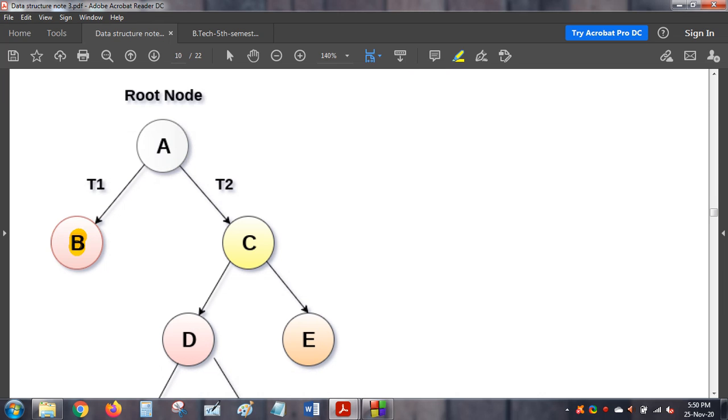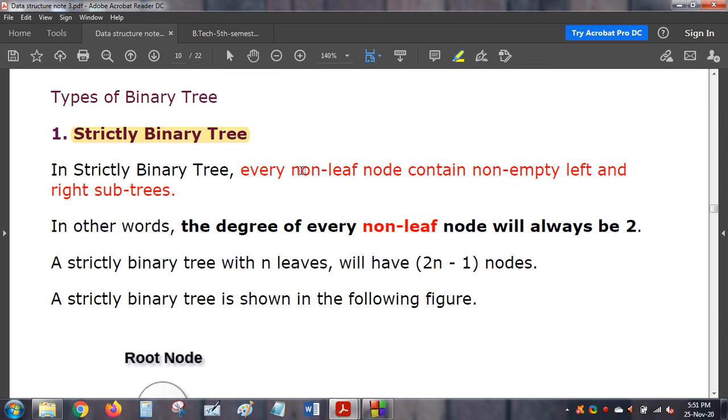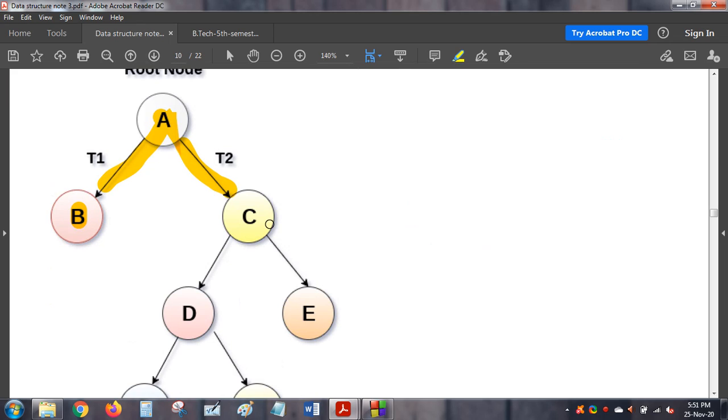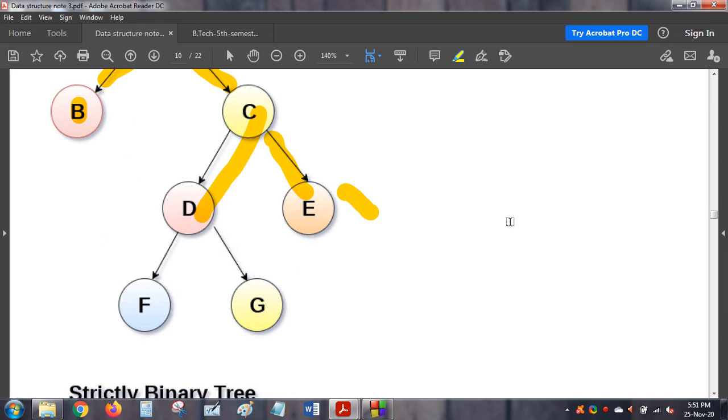So this condition is not present. A non-leaf tree should contain 2 children, isn't it? A is a non-leaf tree, it has 2. C is a non-leaf tree, so it has 2. D is a leaf tree, so this does not satisfy, it is not required for it. So this is a strictly binary tree.